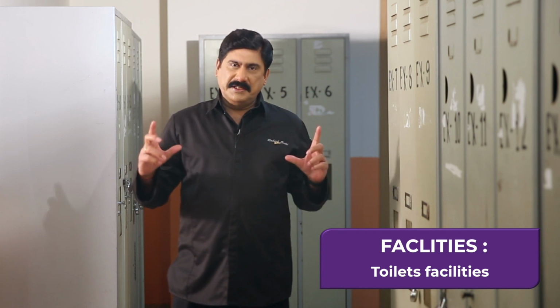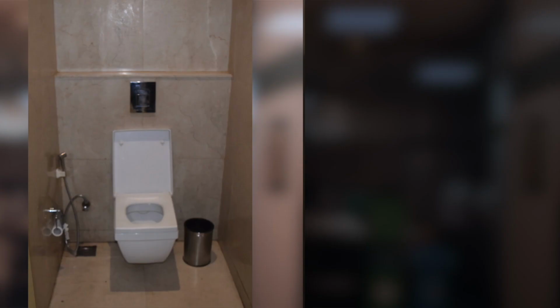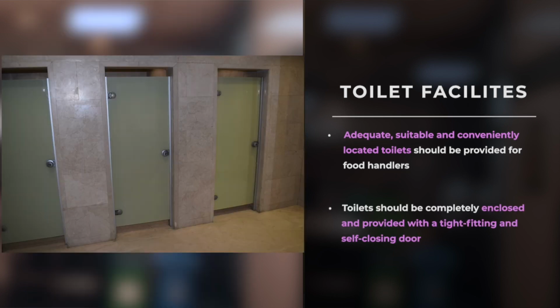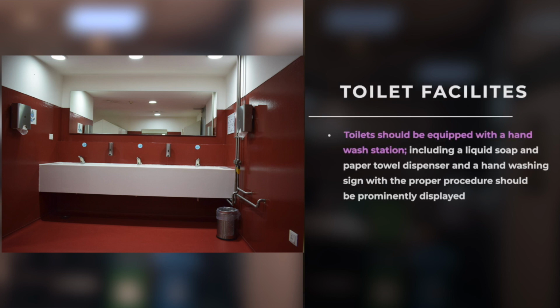Secondly, toilet facilities. Toilet facilities is a basic requirement that every establishment should have for the employees. Requirements of the same are adequate, suitable and conveniently located toilets should be provided for food handlers. Toilets should be completely enclosed and provided a tight-fitting and self-closing door. Toilets should be equipped with a hand wash station, including a liquid soap and paper towel dispenser, and a hand washing sign with the proper procedure should be prominently displayed.